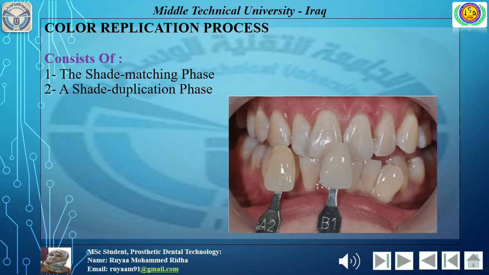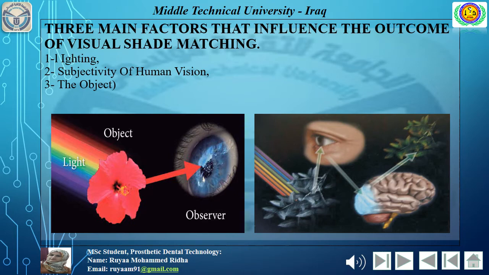Color replication process means replicating color in visual shade matching. There are three main factors that influence the outcome of shade matching, which improve the accuracy and reliability of this process, which are lighting, and the subjectivity of human vision, and the object.